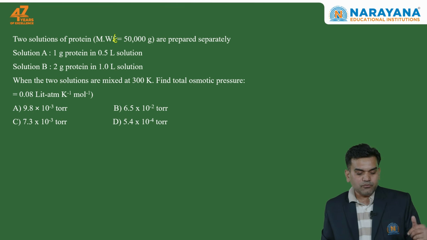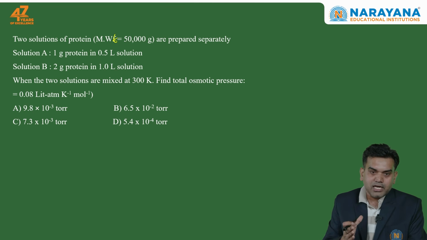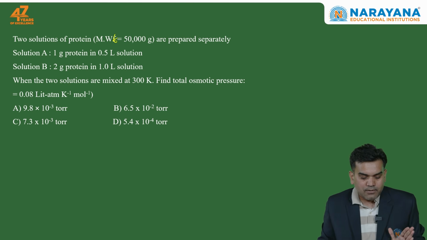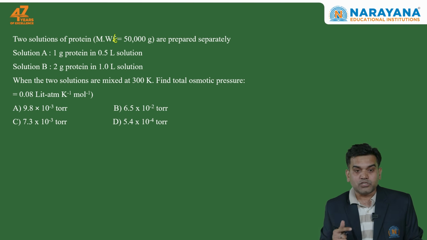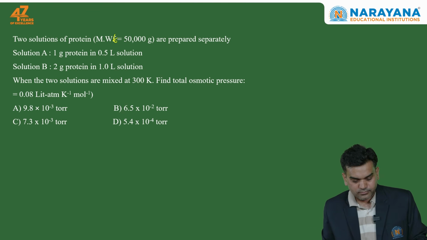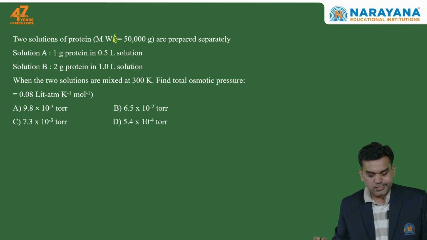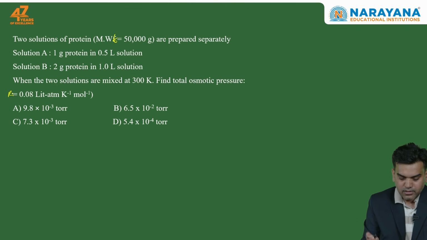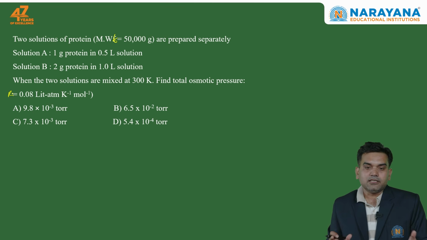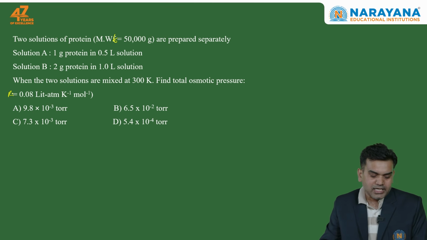Solution A has 1 gram protein in 0.5 liters of solution. Solution B has 2 grams of protein in 1 liter of solution. When these solutions are mixed at this temperature, we have to find the total osmotic pressure. What is given? This is the value of R. They have given R equal to 0.08 liter atm. After mixing, we can apply the law of conservation of mass.